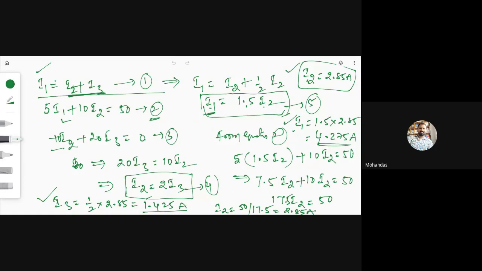And please tell me what are the V1, V2, V3 voltages here. V1, V2, V3 voltages, can you tell me here?